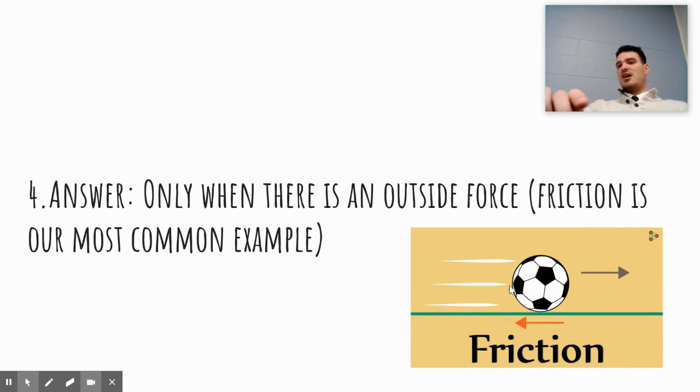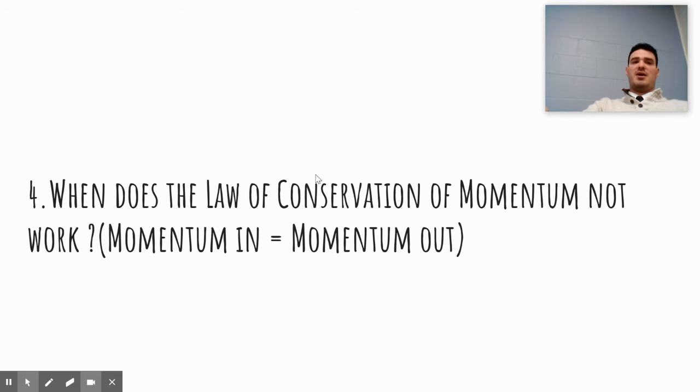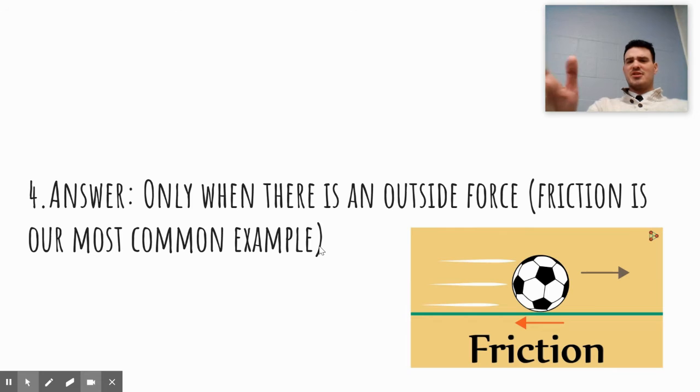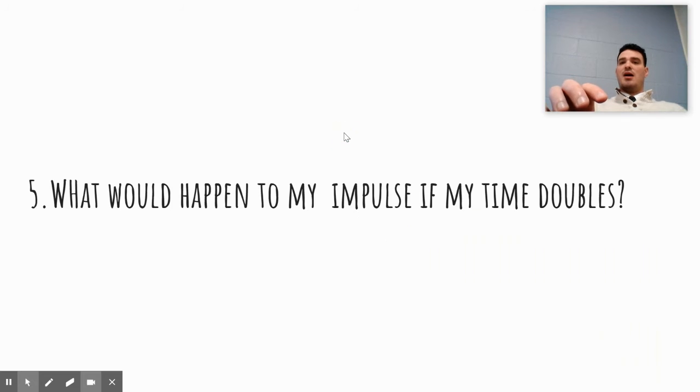But the reason it does stop on Earth is because we have friction always. So the only time this is not true is when there's some sort of outside force, and normally you would take that into consideration when we're doing all of these problems.